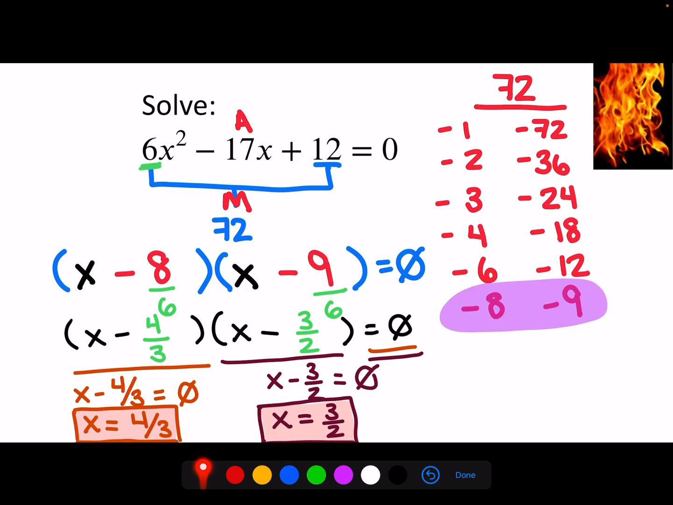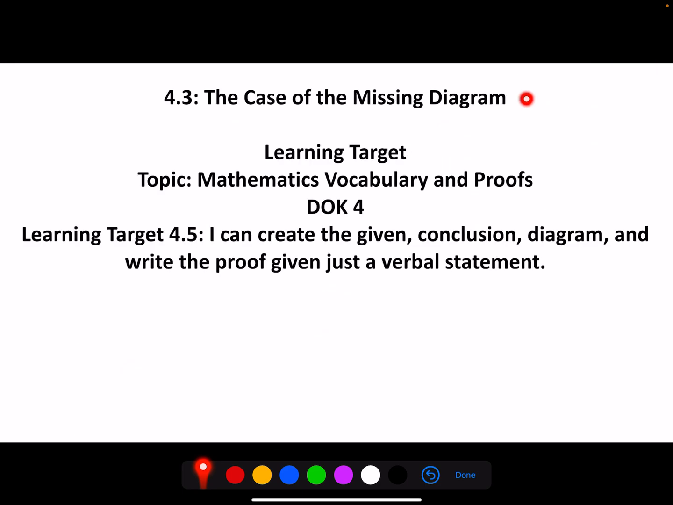All right, so today we're going to be covering 4.3, the case of the missing diagram. Our learning target: I can create the given conclusion diagram and write the proof given just a verbal statement. So they're going to give us a verbal statement. We're going to have to prove what's happening in these. So let's go ahead and get started.